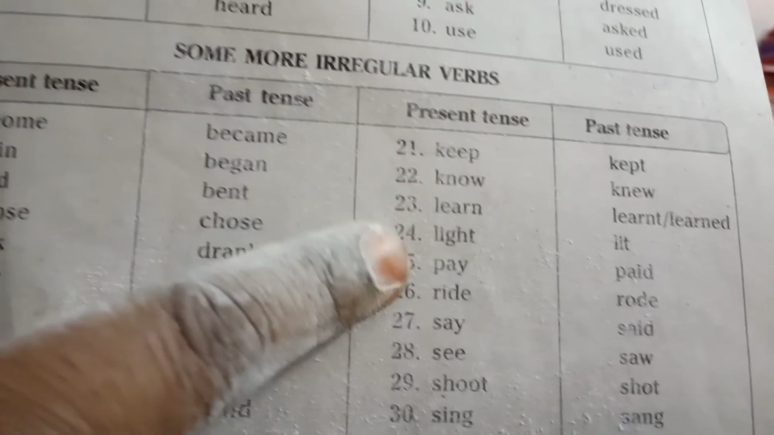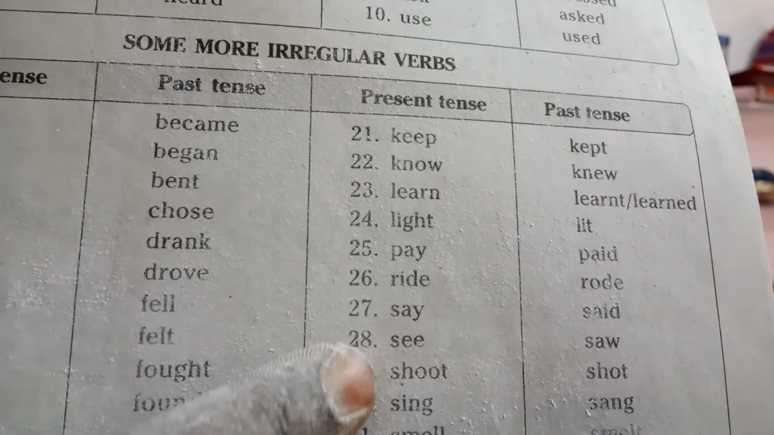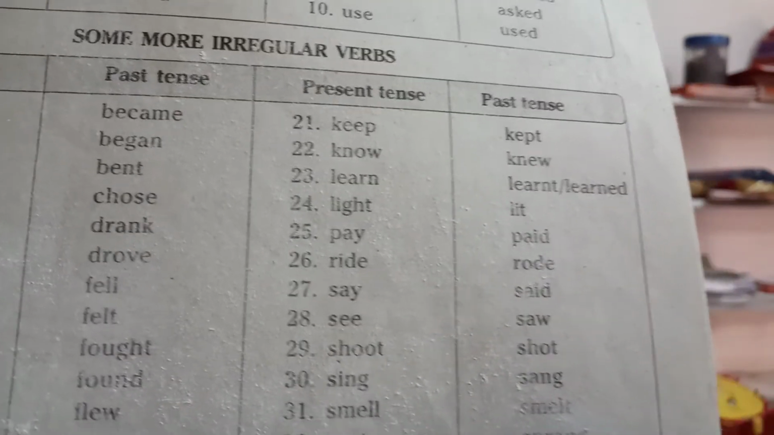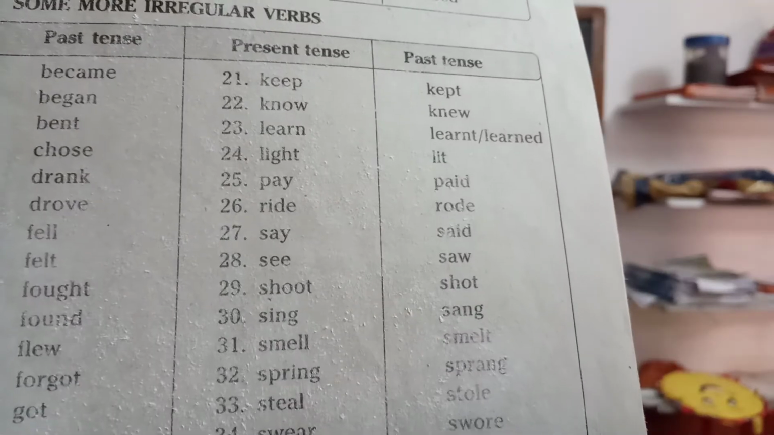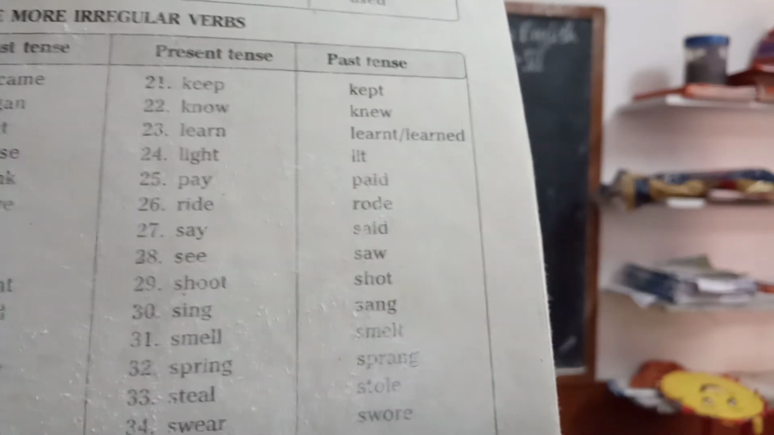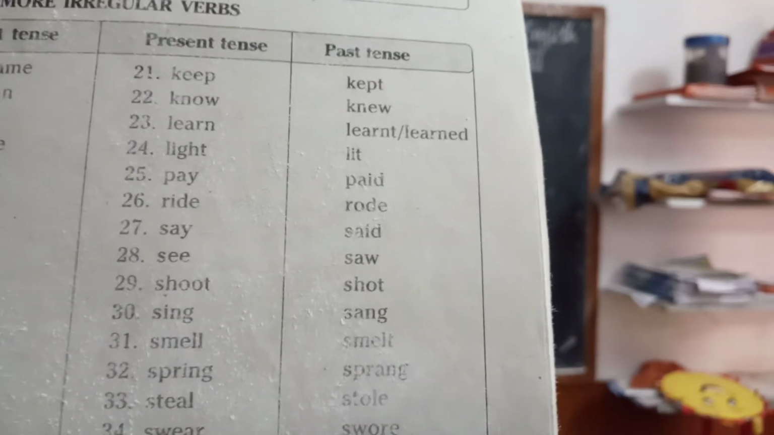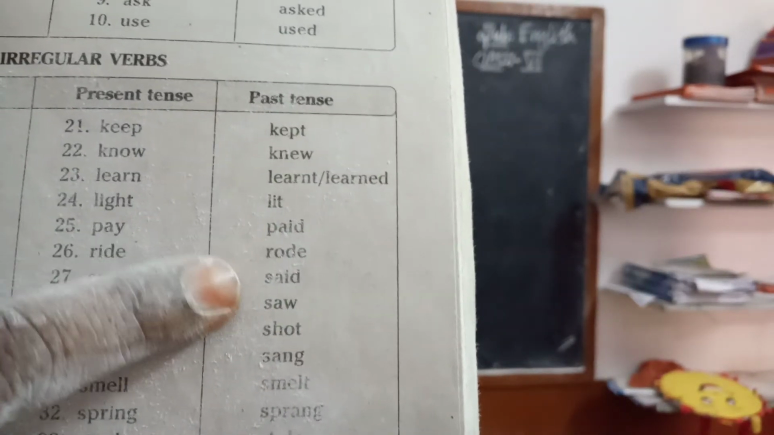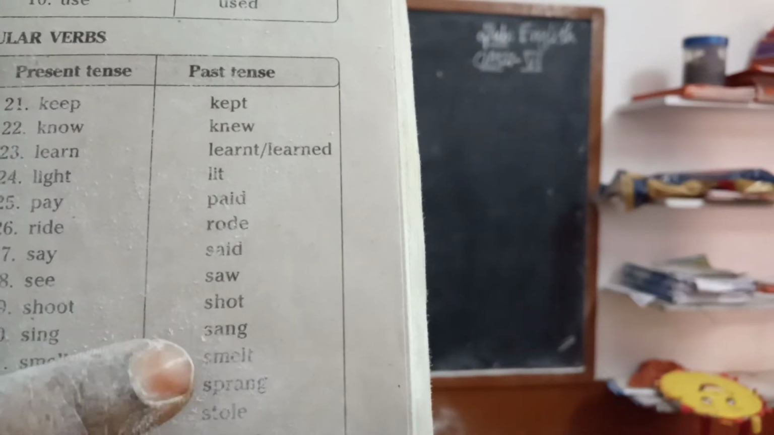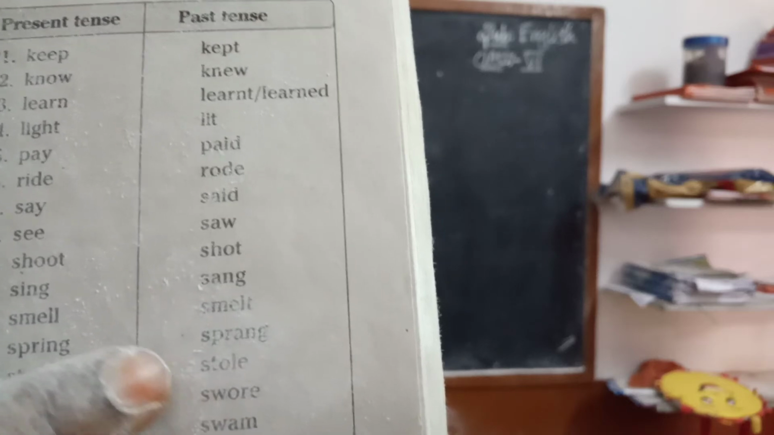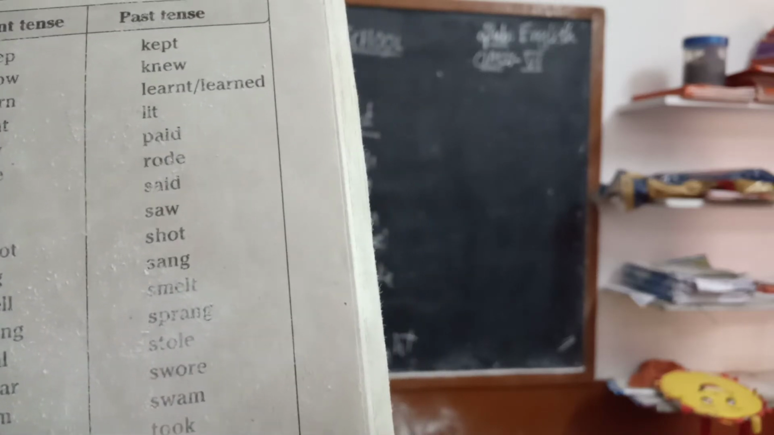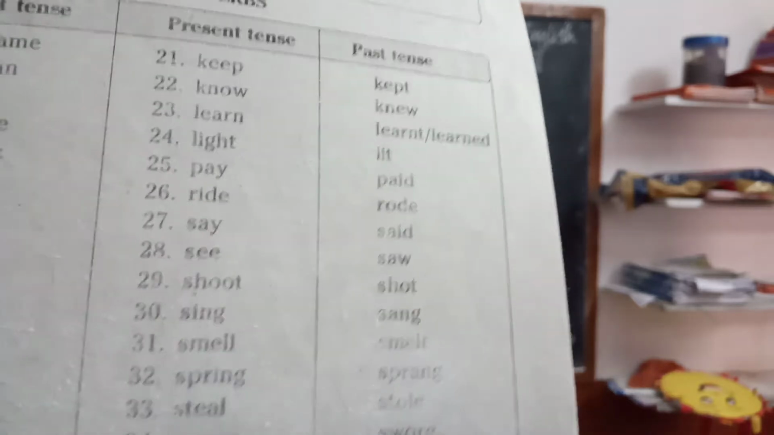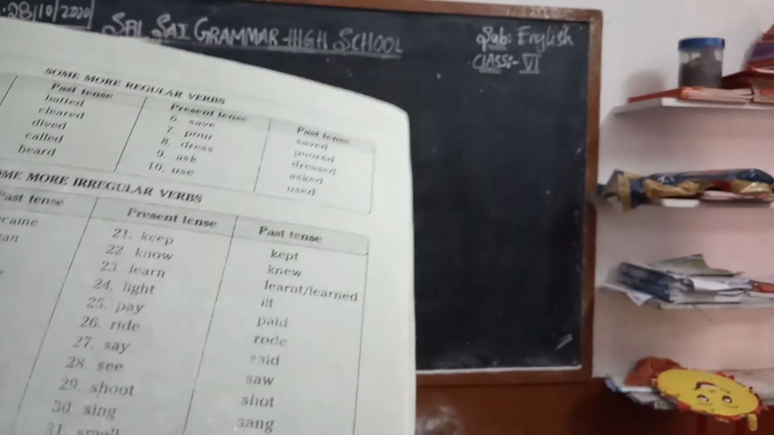Keep, know, learn, light, pay, write, say, see, shoot, sing, smell, spring, steal, swear, swim, take, teach, tell, think, throw. Yes, these are in the form of present tense. Yes, in past tense: kept, knew, learnt, lit, paid, wrote, said, saw, shot, sang, smelt, sprang, stole, swore, swam, took, taught, told, thought, threw. These are some of the regular verbs and also irregular verbs.